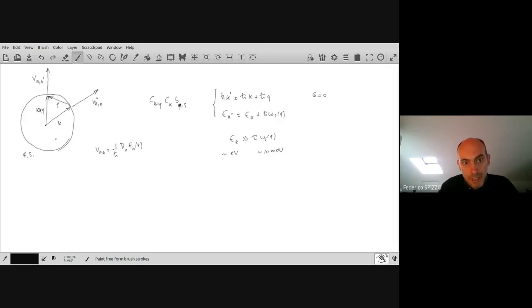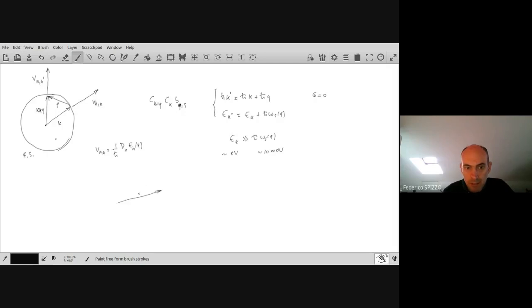The modulus of this vector and the modulus of that vector are nearly the same, but what changes is the orientation. So what we observe here is that due to the interaction between the electron and the phonon, we have a change of orientation of the speed of the electron. So the initial electron was moving along this direction, but the final electron is moving in this direction.